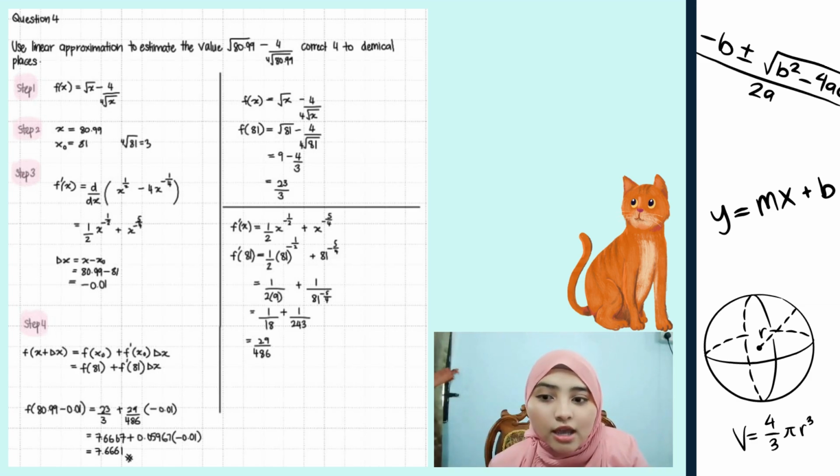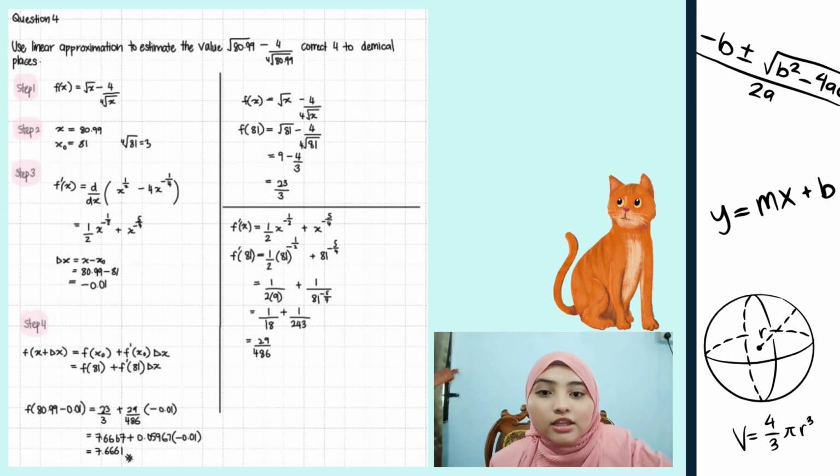We have 4 steps to use a linear approximation. We have step 1, define the function. We define f(x) equals square root of x minus 4 divided by the 4th root of x. This is the function we want to estimate when x equals 80.99. Step 1, define the function. Step 2, choose a nearby simple value.